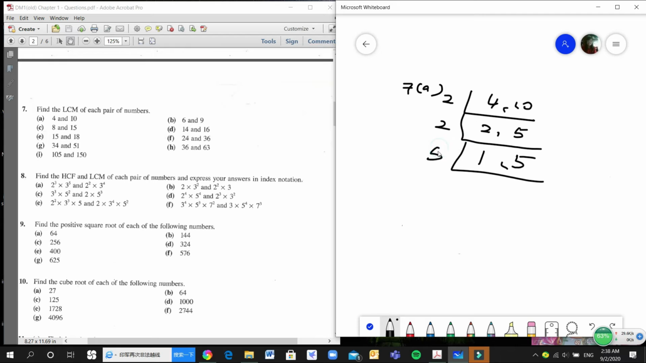Then I continue with 5. So, 5 divided by 5, 1. So, the LCM will be 2 times 2 times 5, which is 20. But if you don't want to use this method, we can try using the slow method, which is list them all together.